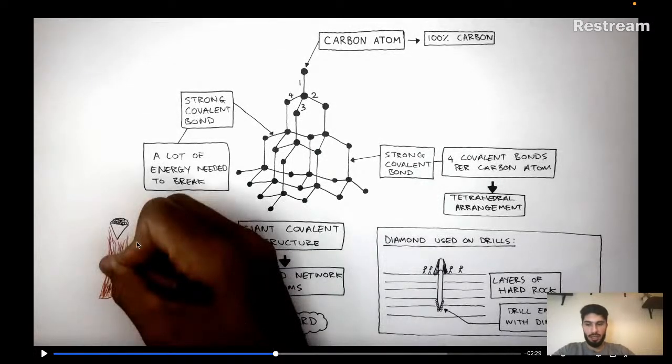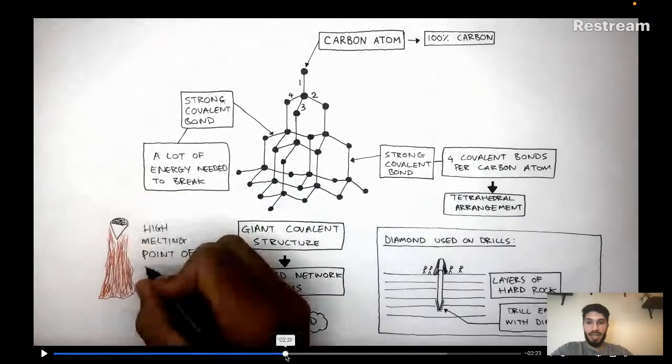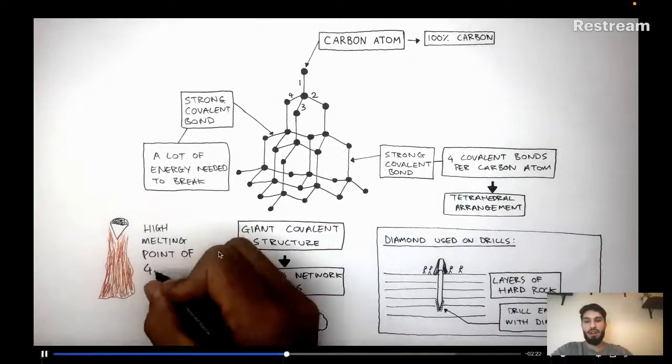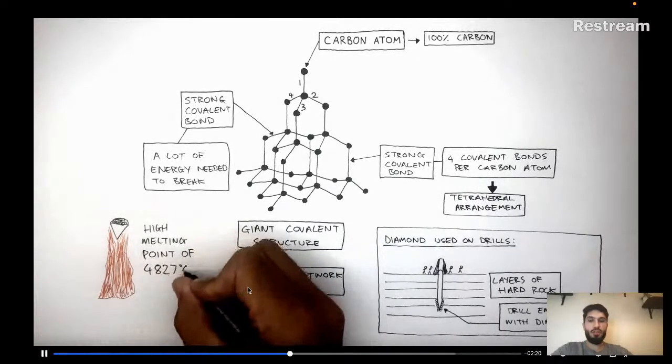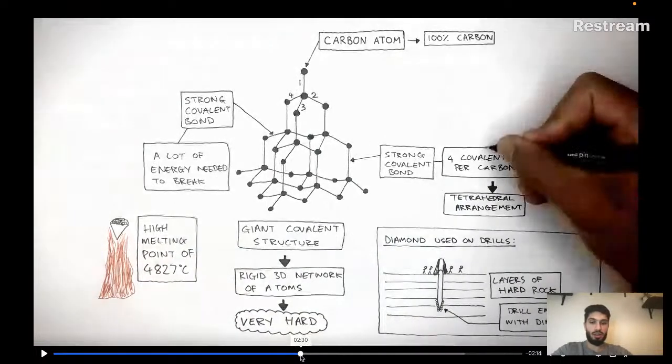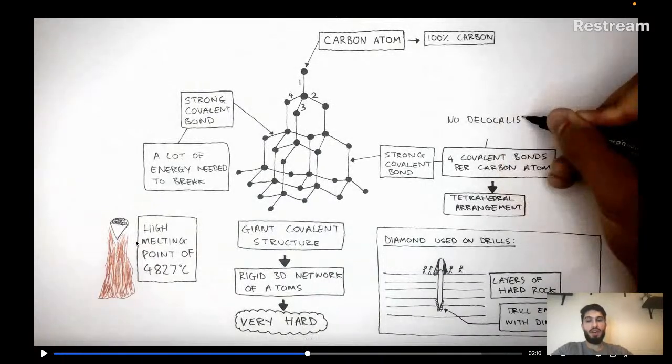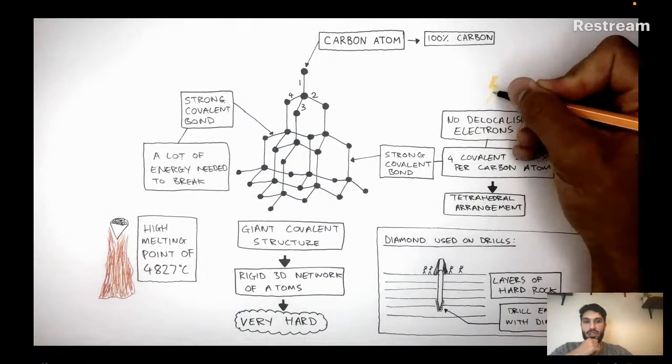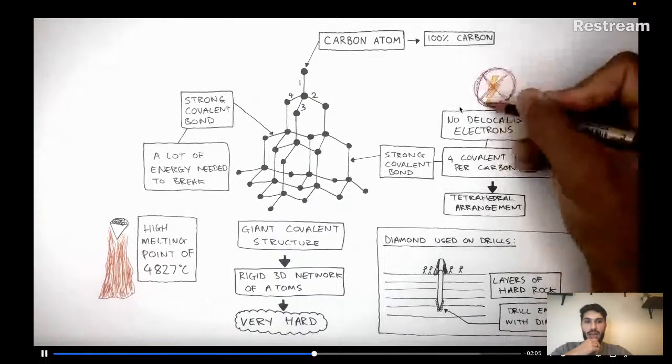So if we want to heat the diamond and melt the diamond, a lot of heat energy is required to do this because diamond has a very high melting point of around 4,827 degrees Celsius, which is close to the temperature of the surface of the sun. Okay, so diamond has a very high melting point because there are strong covalent bonds which require a lot of energy to break them. Now, there are no delocalized electrons. Therefore, diamond cannot conduct electricity.